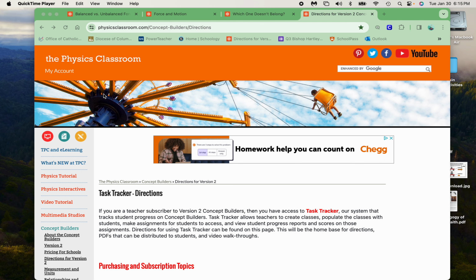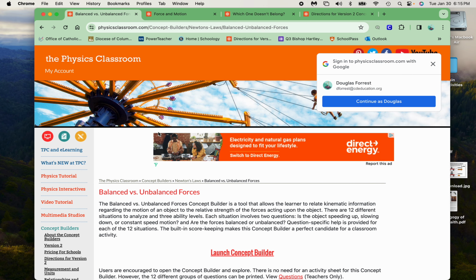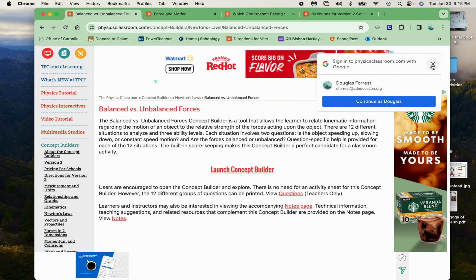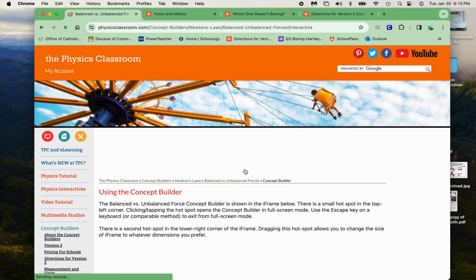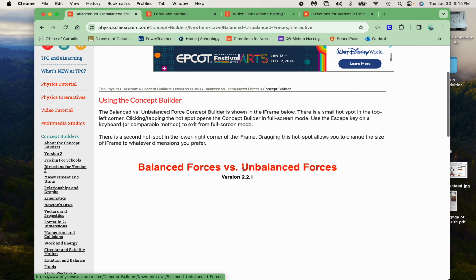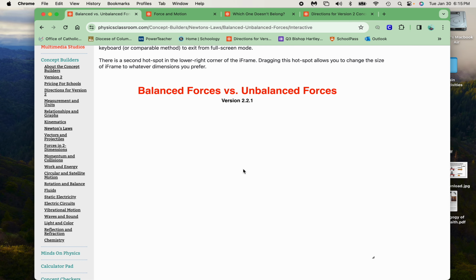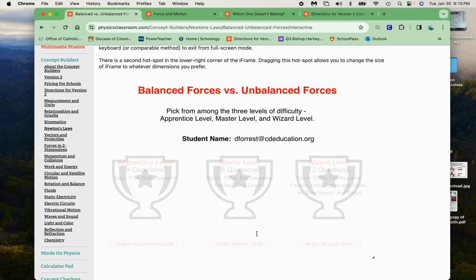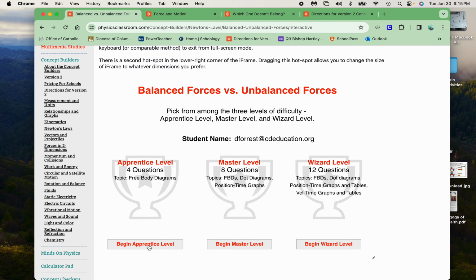At any rate, the three tasks are balanced and unbalanced forces. So when you get to that point, you're going to go ahead and click on the concept builder. I'm asking you to do the master level and the wizard level. Again, if you don't do both of them, you'll get some points, but not as many as if you do both. You could do the apprentice level. It's not going to be for points because I think it's way too easy. But again, your call if you want to do that to help you out.